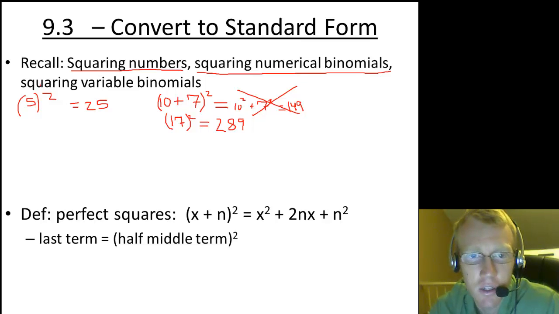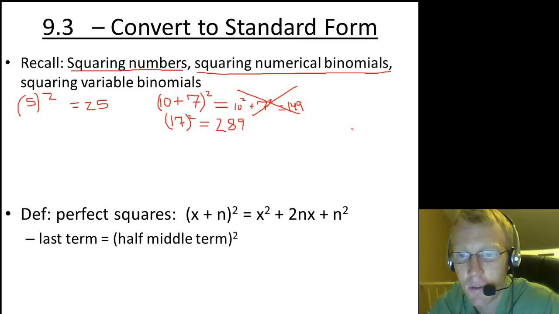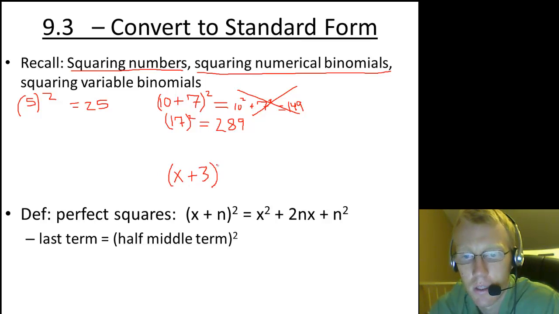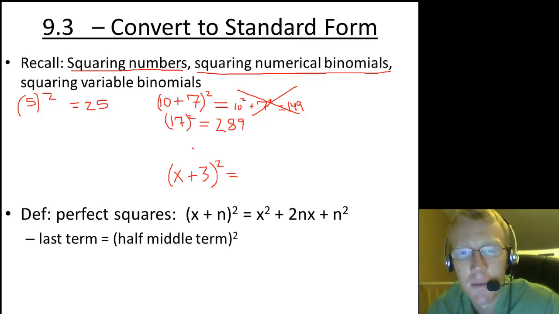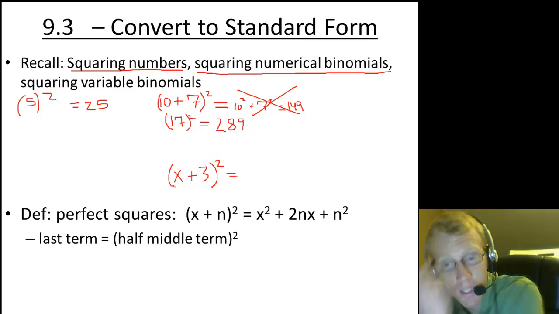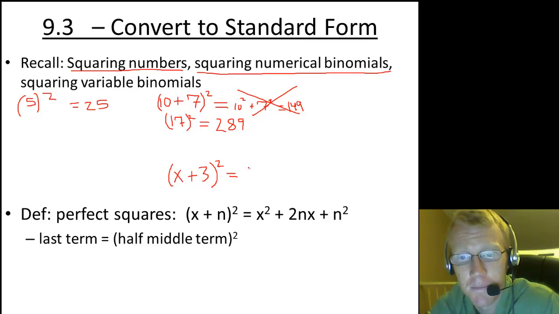So the last thing I want to talk about, just to give you the introductory idea or refresh your memory, is squaring variable binomials. So now you have something with variables in it. Say you've got x plus 3 squared. Many of you guys are tempted to write, oh, this must be x squared plus 9. But again, just like before, you can't square the two things separately and add them because of PEMDAS. You have to add them first and then square it. But since there's no way to add an x and a 3, we have to do this a different way.